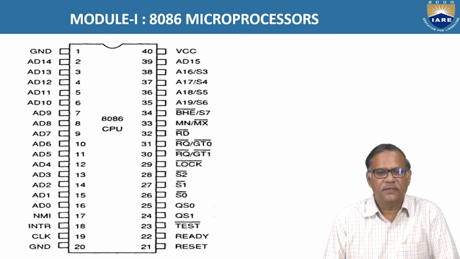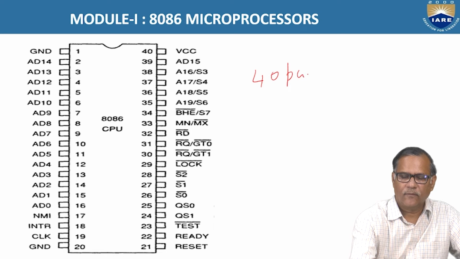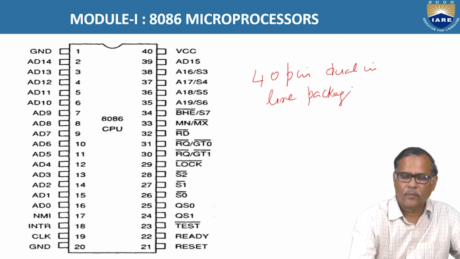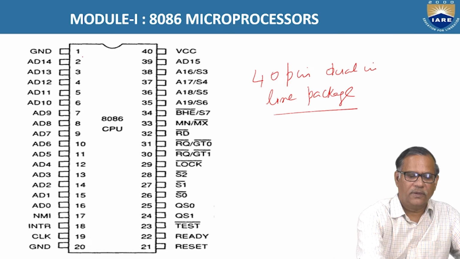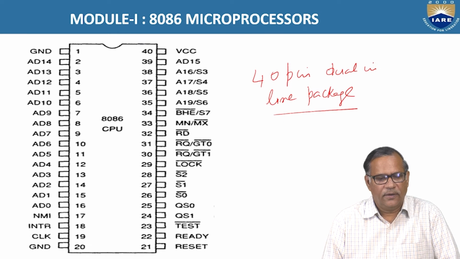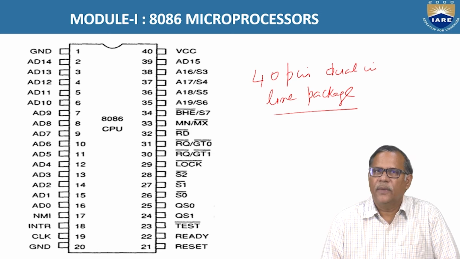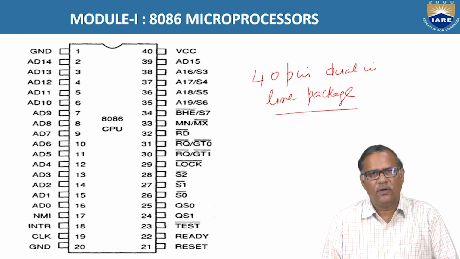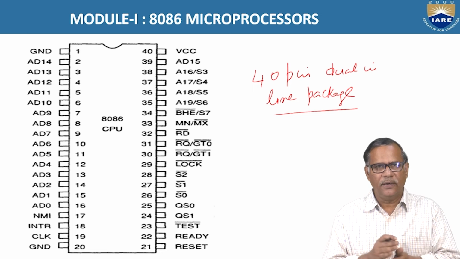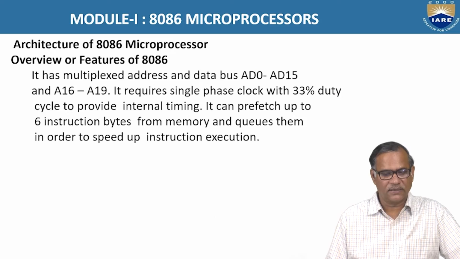The 8086 microprocessor, as you see in this diagram, is available in a 40-pin dual line package. So these are the 40 pins. Starting from 1 is ground and 40 is VCC, and there are pins which are specific to the minimum mode. There are pins which are specific to the maximum mode, and there are signals which are common to both minimum and maximum modes. These minimum and maximum modes we'll discuss in the next series of lectures.